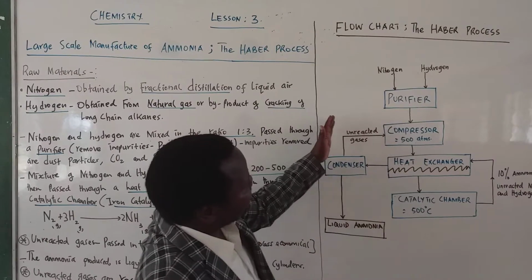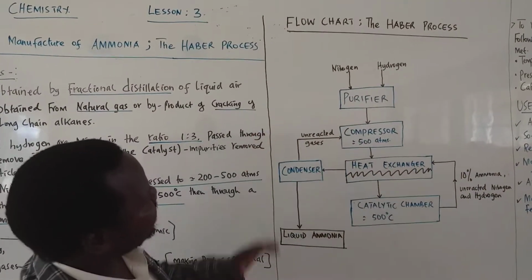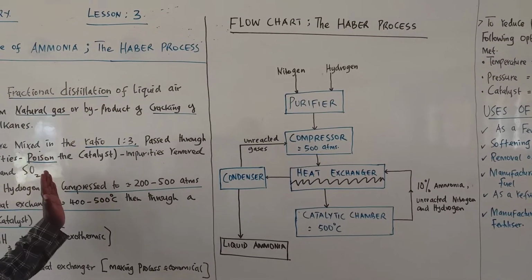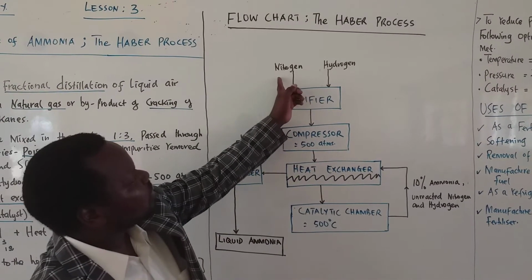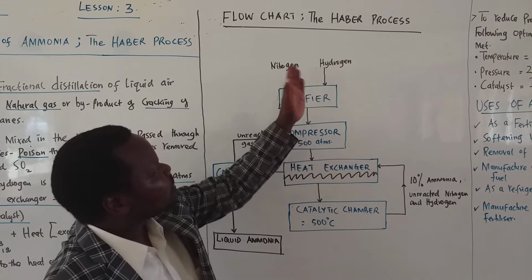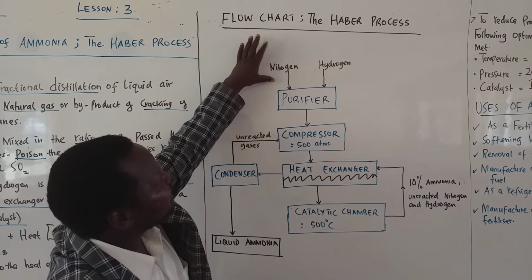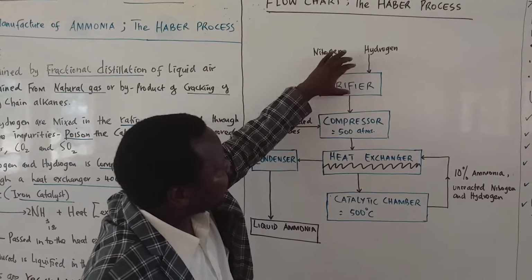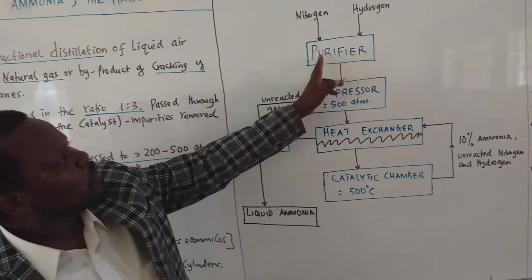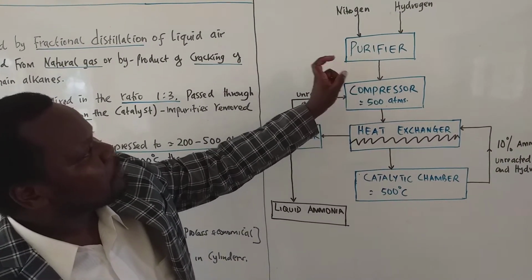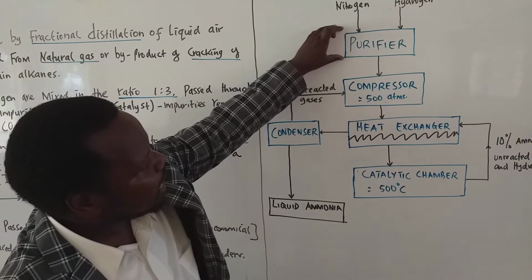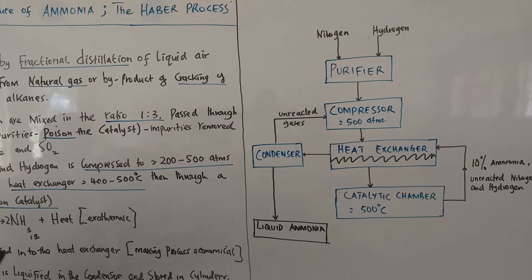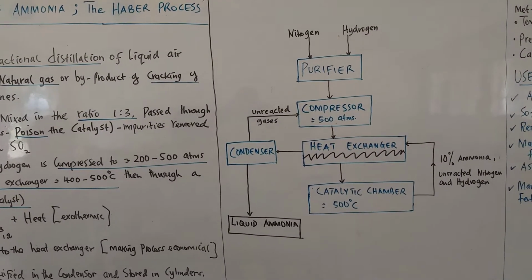You look at the flow diagram here for the Haber process, and it simply makes a summary of what we just mentioned: you will have nitrogen and hydrogen from their various sources, fractional distillation of liquid air, and natural gas or cracking of long chain alkanes, and then into the purifier. This is where impurities such as dust particles, carbon dioxide, and sulfur dioxide are removed, and the importance of removing the impurities is simply to prevent the catalyst from being poisoned.